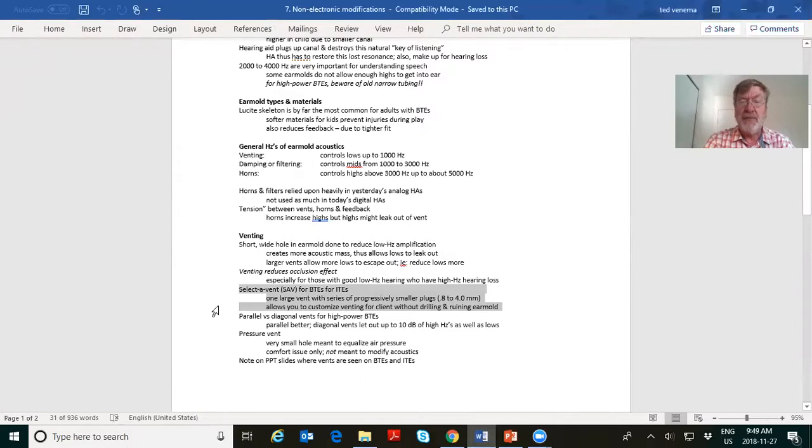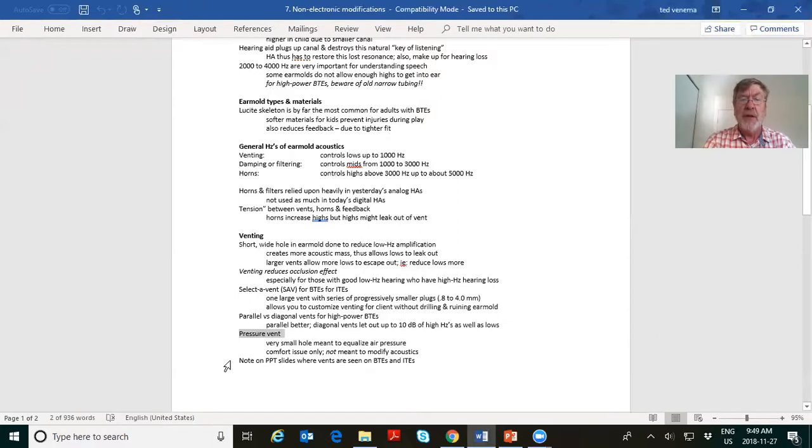Vent sizing. Vent sizing is about 1 millimeter to about 4 millimeters. A pressure vent is a 1 millimeter vent. Very narrow, a very tiny hole. It hardly does anything to the sound. It's mainly meant to equalize the air pressure from outside the ear versus inside the ear canal, so that when you take the hearing aid out, you're not pulling out your eardrum, okay?